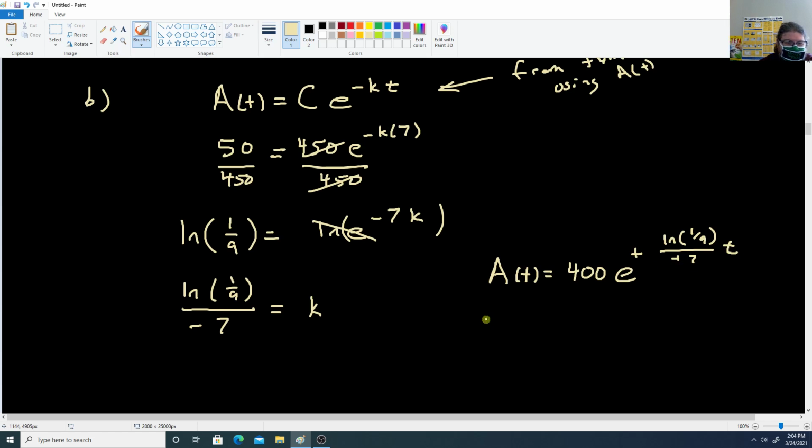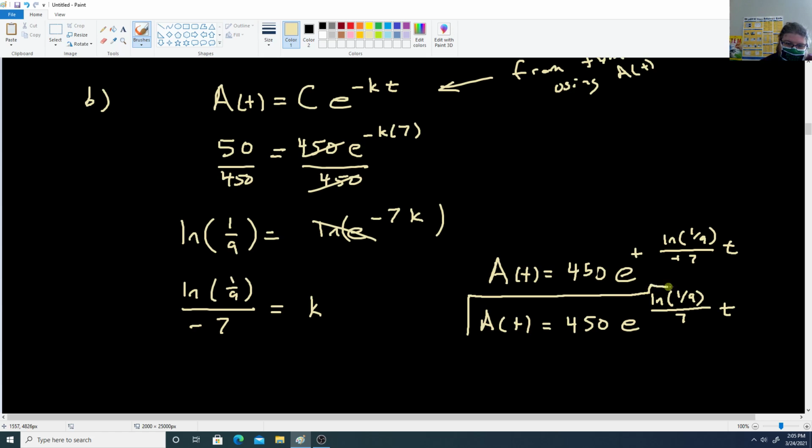Minus a negative is positive, so we'll rewrite this finally. Sorry, it should be 450. This right here should be the initial amount that we injected, so 450. So we will have a of t equals 450 e to the natural log of 1/9 over 7 times t. So this is our equation for part B.